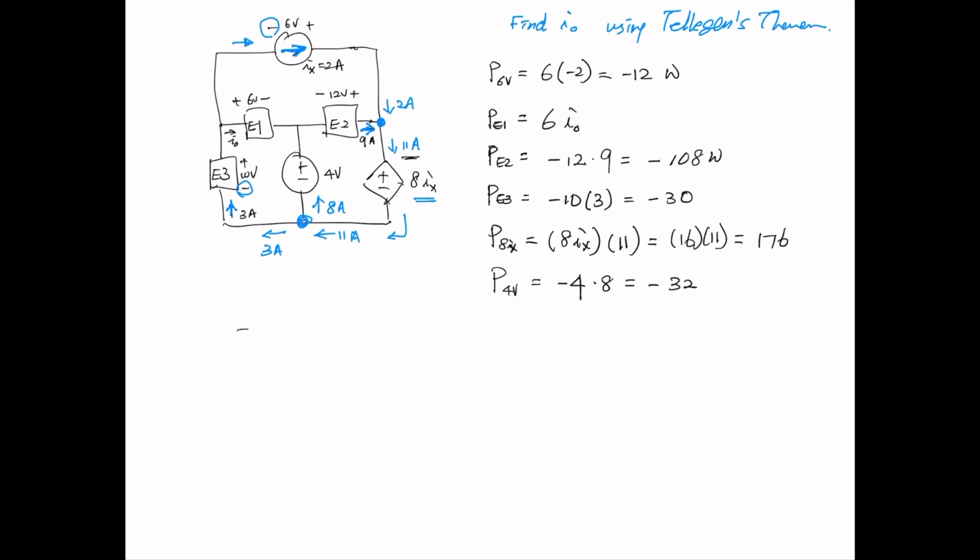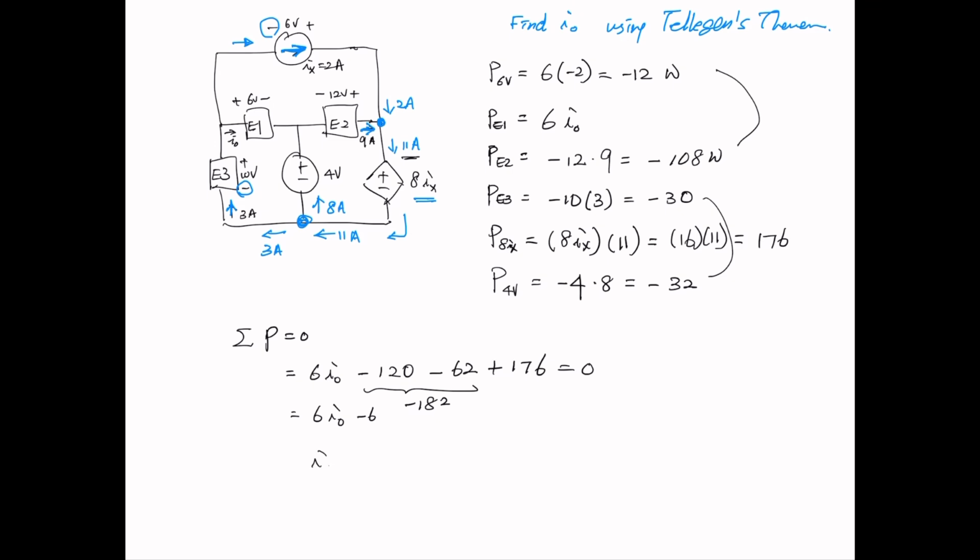Now, Tellegen's theorem says the sum of power equals 0. We have 6 I sub 0. If we combine these two first, it's going to be negative 120. And then these two, negative 62 plus 176, should be equal to 0. Now we have 6 I sub 0, and these two give negative 182. Then negative 182 plus 176 is negative 6. Therefore, I sub 0 equals 1 amp.